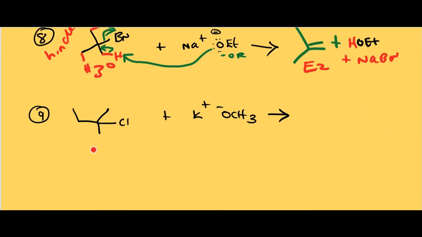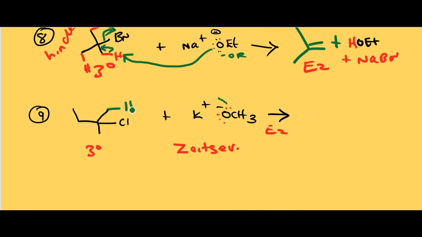Same story here. This is a tertiary substrate, it's sterically hindered. You still expect E2, but now we're going to follow what's called Zaitsev's rule. Zaitsev's rule tells you that in a reaction where you're forming double bonds, the most substituted alkene is gonna be the major. So let's show how we're going to get the most substituted and least substituted alkene and label the most substituted as the major. But again, we're going to go E2 only because SN2 won't happen, because it's a tertiary substrate and the backside is sterically hindered. Now we're going to push our arrows.